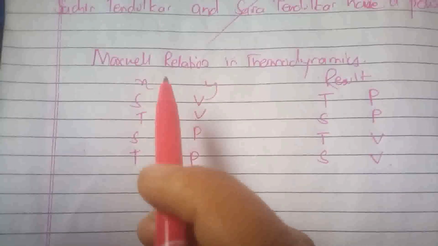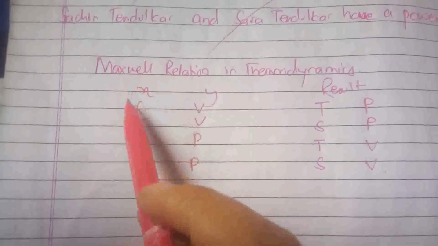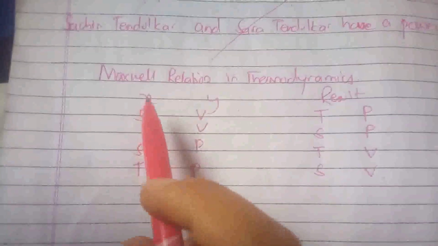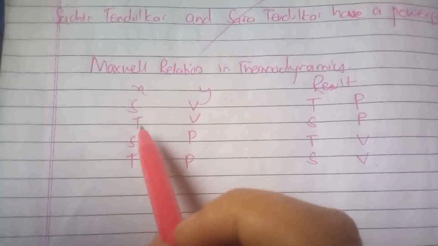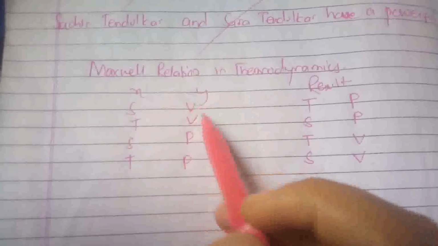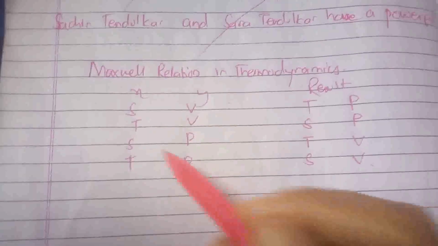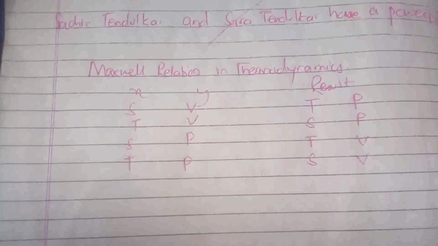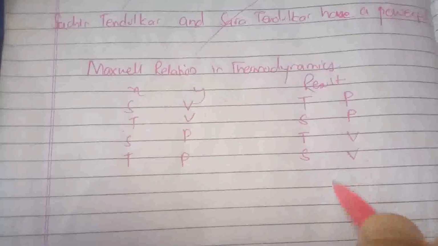First of all, after finding out the general Maxwell relation, we have to let different variables in the place of x and y in a serial-wise manner. First we will let s instead of x, and then v instead of y, and then these written variables respectively. Then the result will come like this.